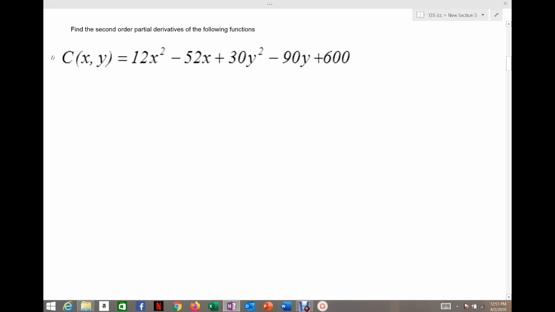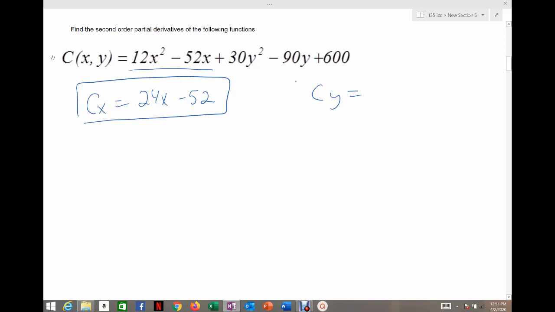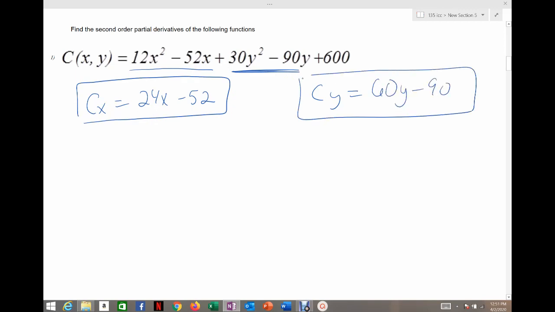All right, in order to find my second derivative, I need the first. So actually, altogether, I'm going to find 6 derivatives. My derivative with respect to x first, and then my derivative with respect to y. So I'm going to find my first derivatives and then my second derivatives. Which actually, this one's not too bad. There are only 2 x parts. That's going to give me 24x minus 52. So there's my derivative with respect to x, and then my derivative with respect to y. Same thing, there's only 2 y parts. So 60y minus 90 is my derivative with respect to y.